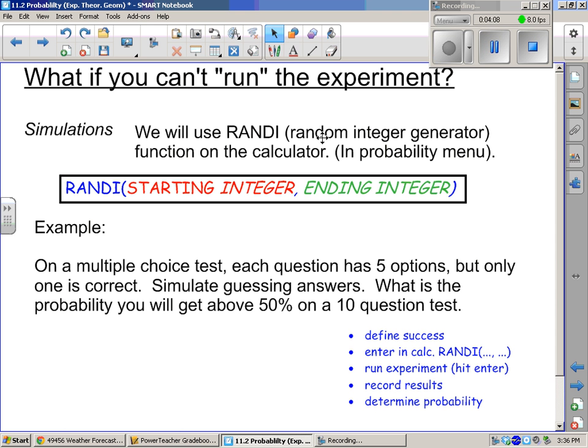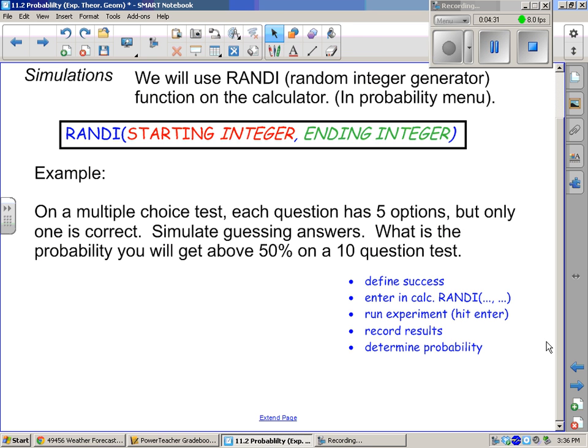On a multiple choice test, each question has 5 options, but only one is correct. Simulate guessing answers. What is the probability that you will get above 50% on a 10-question test? Holy cow. So we're going to run an experiment of choosing numbers 1 through 5 at random. We want to define success. Success we're going to call a correct answer, and we're going to let a correct answer represent any random integer. Let's choose 1.